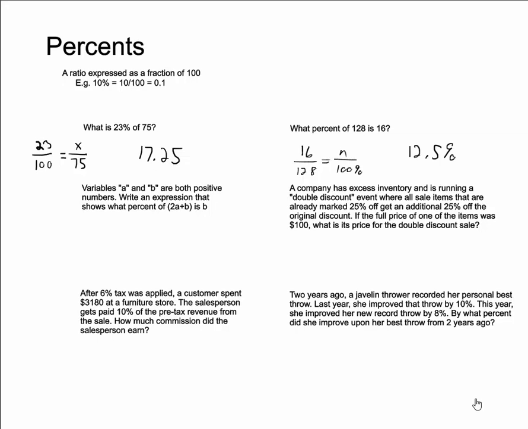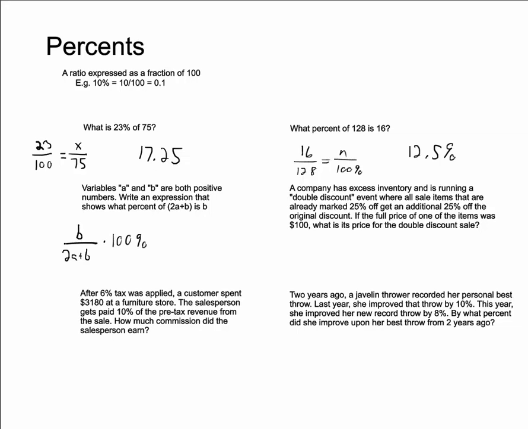Variables a and b are both positive numbers. Write an expression that shows what percent of 2a plus b is b. Don't let the variables confuse you. If you were to replace either of the values, 2a plus b, or b with numbers, the solution to this would be pretty obvious to you, I'm sure. It's just like the last problem. So all we need to do is take b over 2a plus b and multiply that by 100%. And that's our expression.